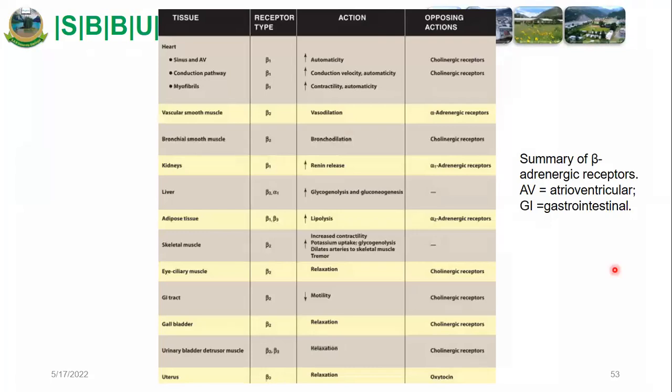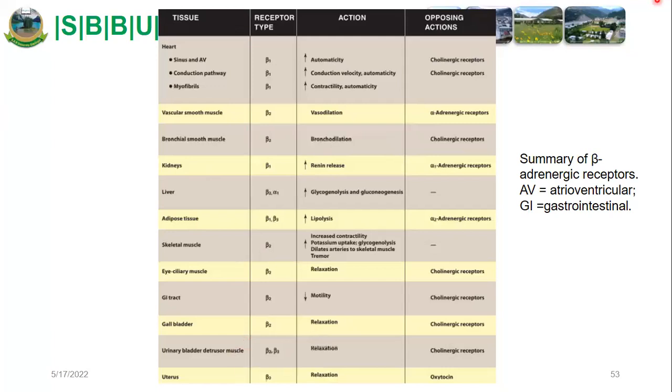Similarly, this is the summary of the beta adrenergic receptors. In the heart, beta 1 and beta 2 increase automaticity, increased conduction velocity, and contractility. And the cholinergic receptors have opposing actions. In smooth muscles, vasodilation; alpha-adrenergic receptors, bronchial smooth muscles, bronchodilation; cholinergic receptors, the opposing effects. These are the various effects of these drugs, especially on the beta receptors.